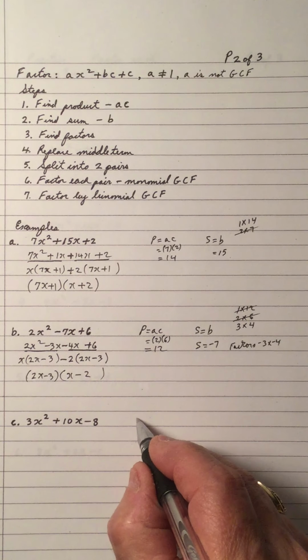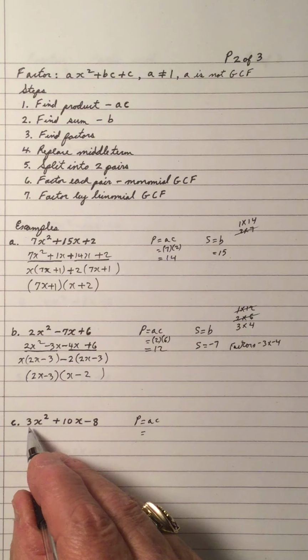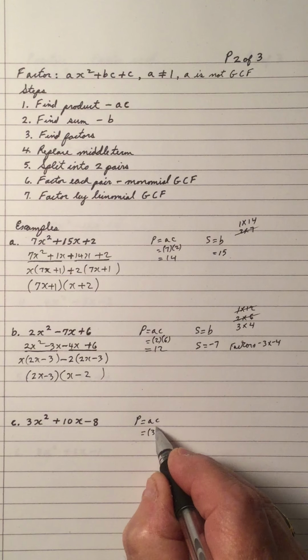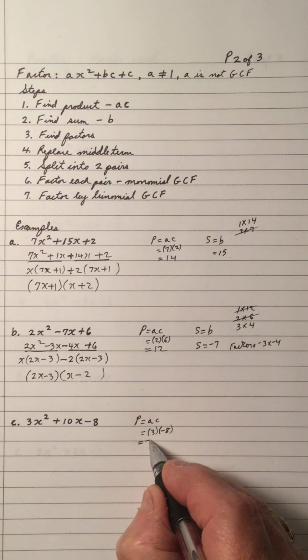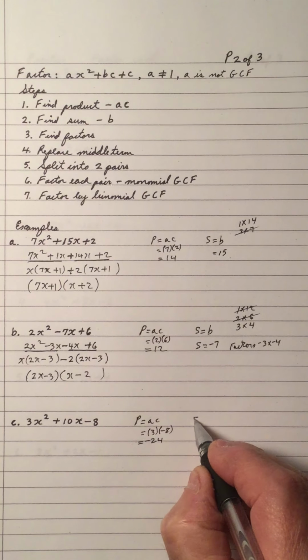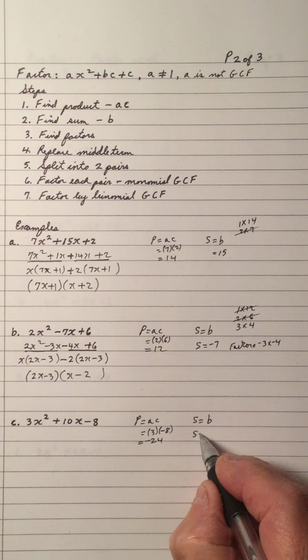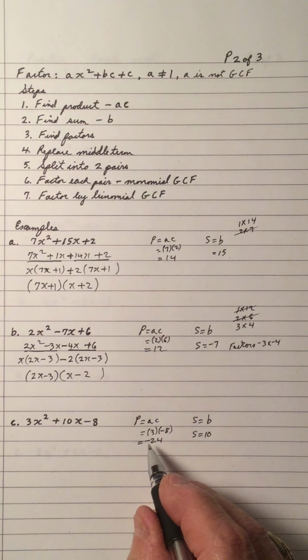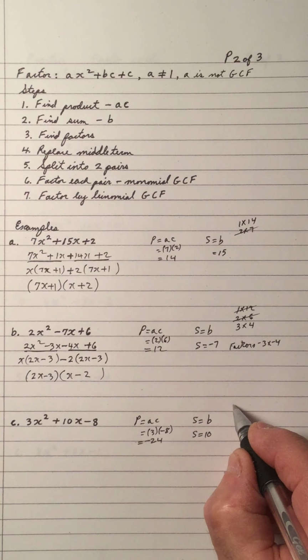Again, I have to do a product, which is AC, and A is 3, C is negative 8. So that gives me negative 24. And the sum is B. B is 10. So the sum is 10. Again, the product is negative 24. So I have to do the factors of 24.